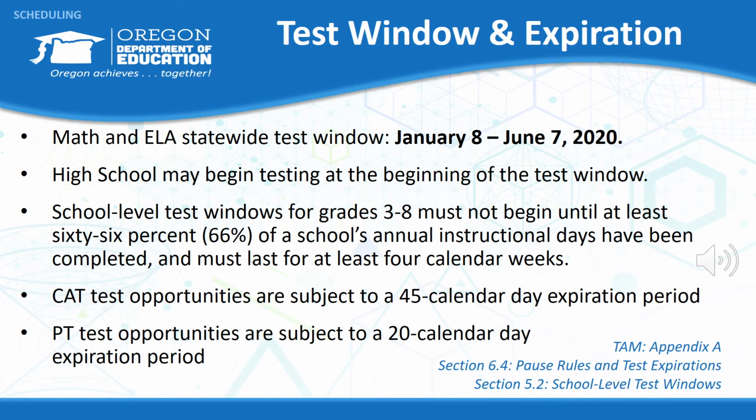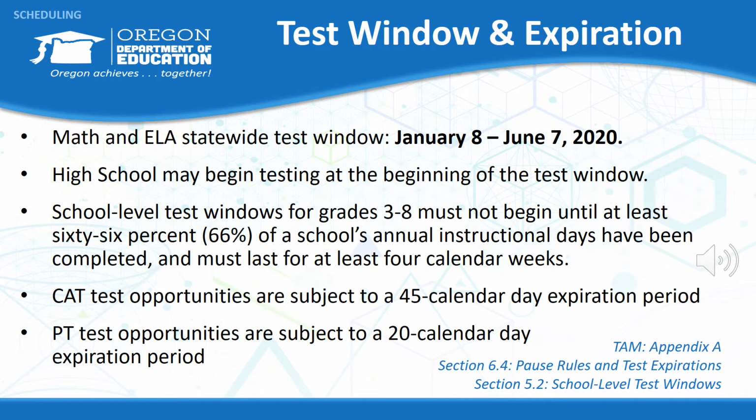The 2019-20 ELA and Mathematics statewide test window runs from January 8th through June 7th, 2020. High school students may start testing at the beginning of the test window. And as mentioned on the previous slide, school-level test windows for students in grades 3 through 8 must not begin until at least 66% of a school's annual instructional days have been completed. These test windows must last for at least 4 calendar weeks.